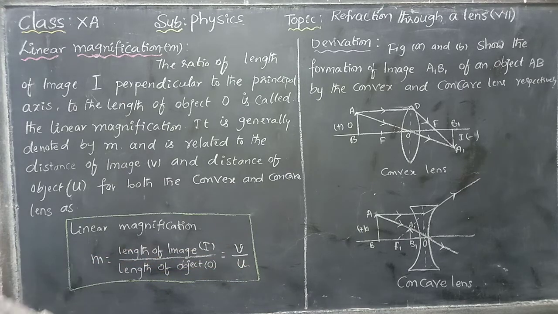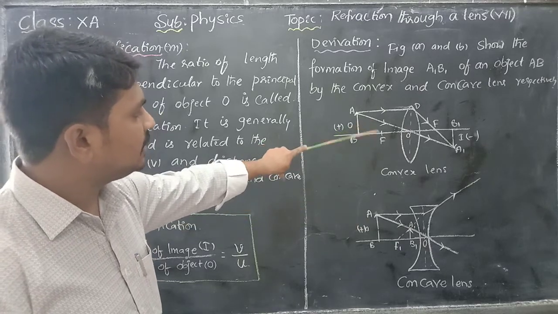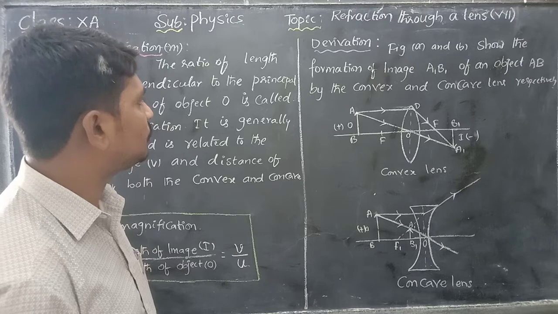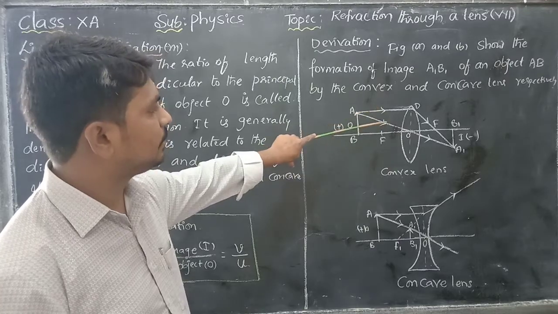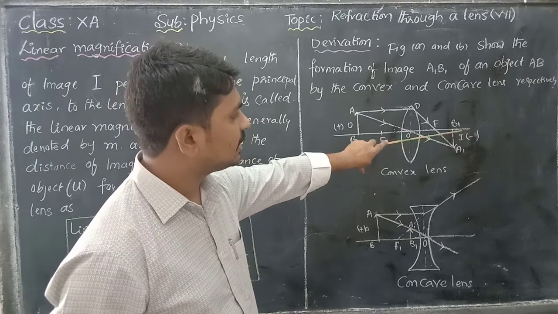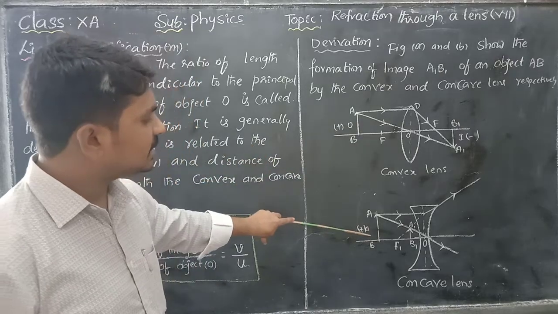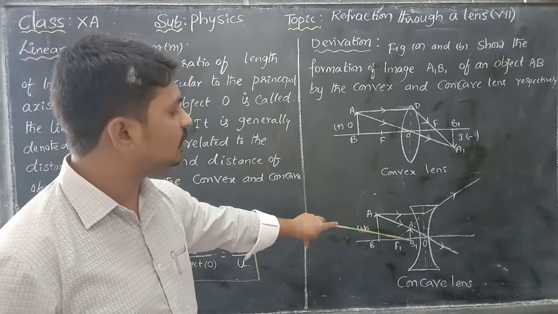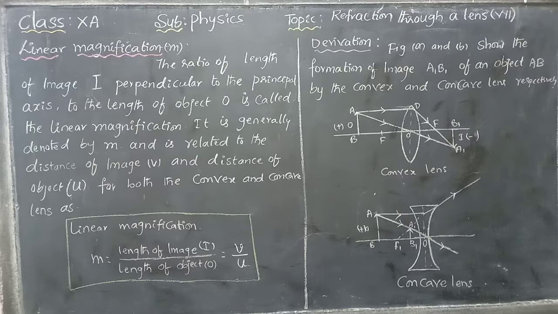We will derive this equation with the help of both types of lenses. Here, for the derivation, I am taking two diagrams, convex and concave. In both cases, the image is forming depending upon the position of the object. I am taking the ray diagrams also. Two rays pass through the convex lens and the image is formed. A1B1 is the image. It is negative, which means the image is inverted, below the principal axis. Here in the concave lens, the image is above the principal axis, and it is positive. With the help of these two diagrams, we will derive the equation for the linear magnification.